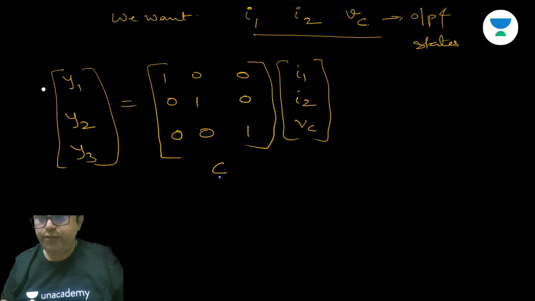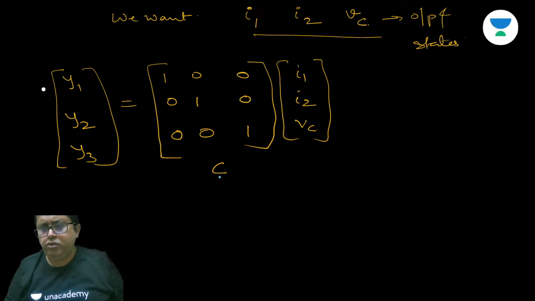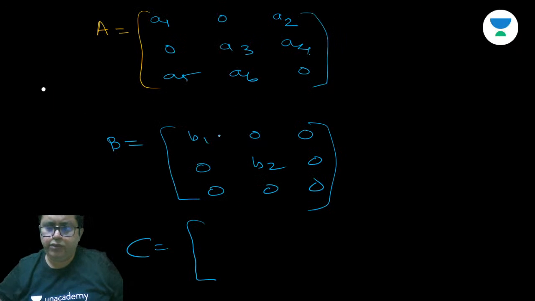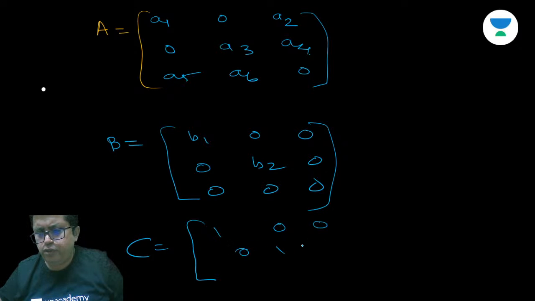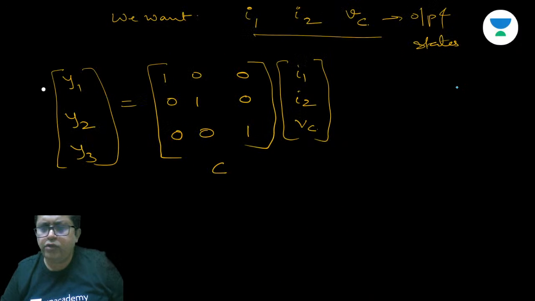C matrix. C matrix is simple: 1 0 0, 0 1 0, 0 0 1. What is D matrix? 0 0 0, 0 1 0, 0 0 1. What is D matrix? 0, 0. What should be the size of D matrix?